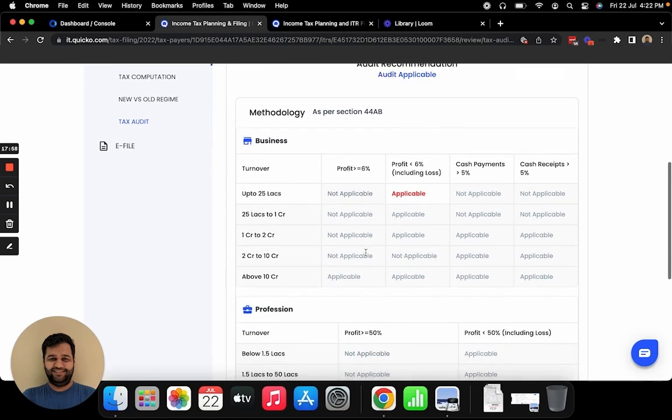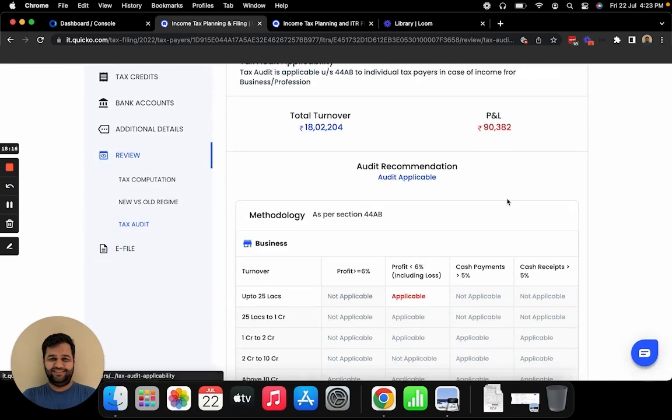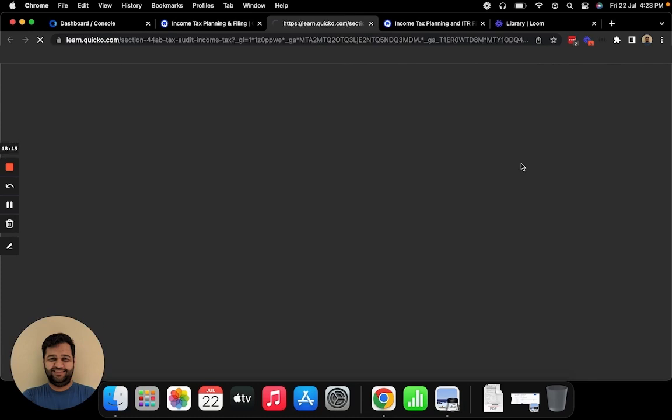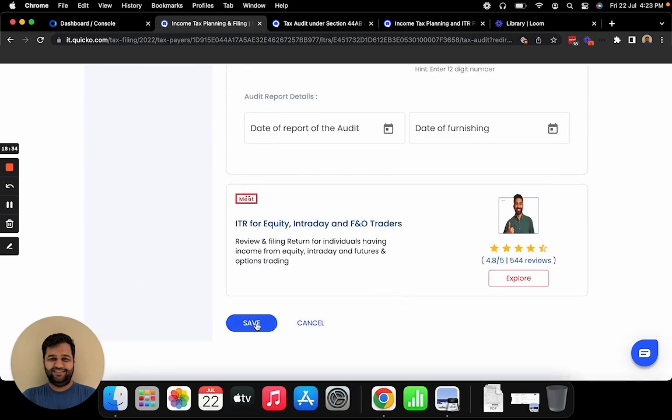But just in case Quicko is recommending tax audit, you can find a chartered accountant offline, or you can also tap into one of the chartered accountants in our network who can help you audit your books of accounts. I'm going to opt out of the audit for the time being. Let's go ahead and save this preference.